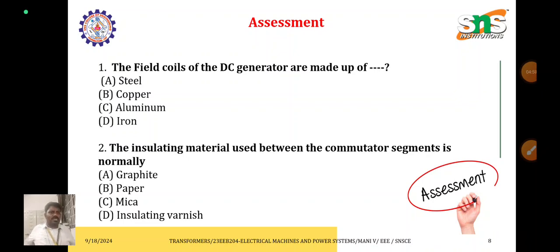And the assessment: what is the field coil of the DC generator made up of, and what is the insulating material used between the commutator segments made up of?